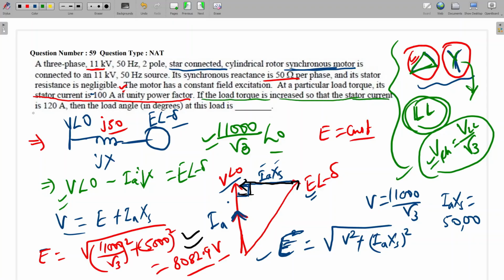Again, what it is saying in the question: if load torque is increased so that the stator current is 120 ampere, find the load angle in degree. So here the EMF is constant. E is constant. So if we increase the load, delta value will increase.